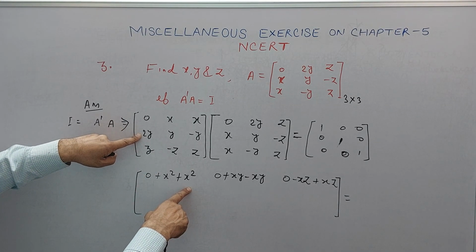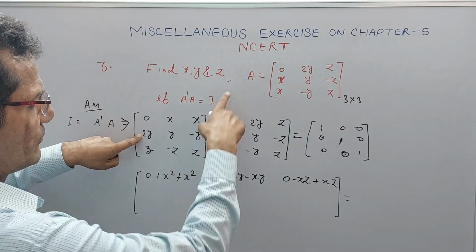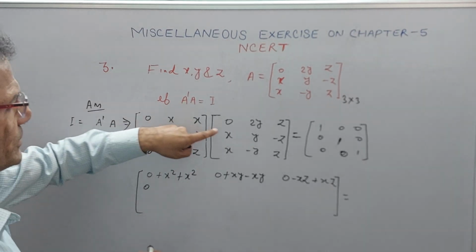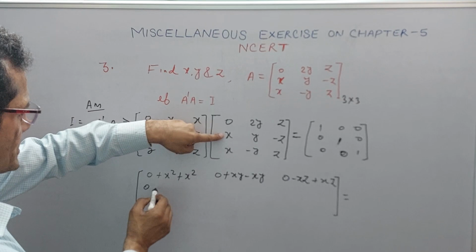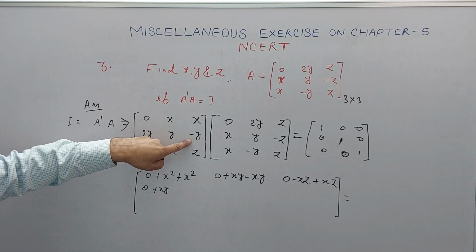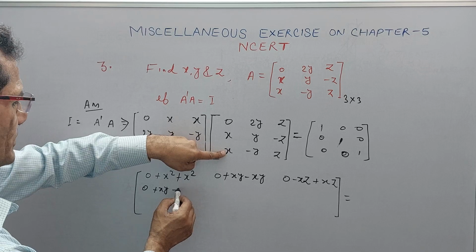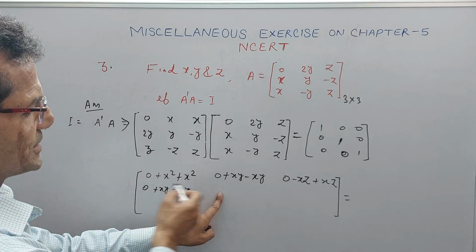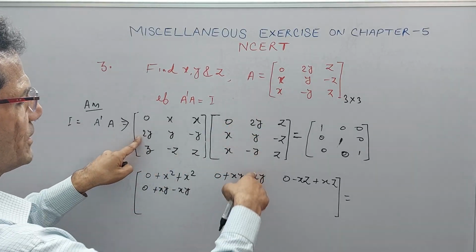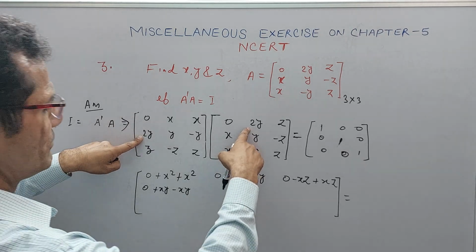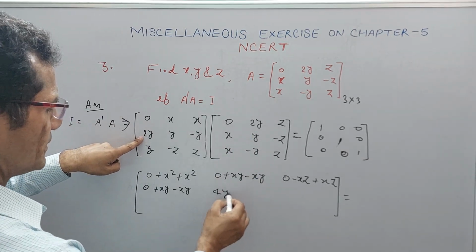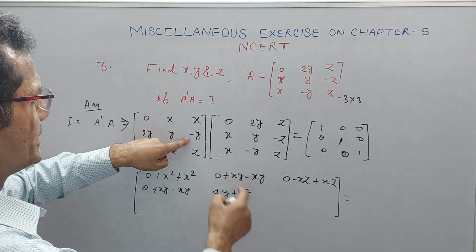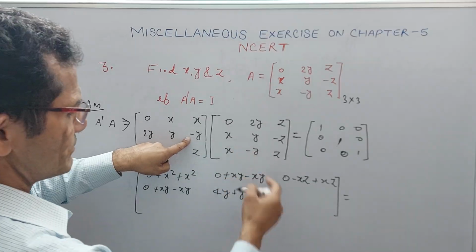We have to fill these entries. The second row with the first column: 2y into 0 is 0, y into x is xy, and minus y into x is minus xy. Now the second row, second column: 2y into 2y is 4y square, y into y is y square, and minus y into minus y is plus y square.